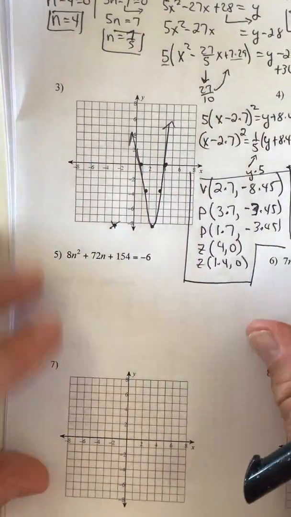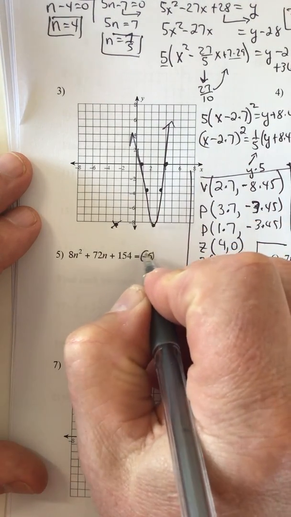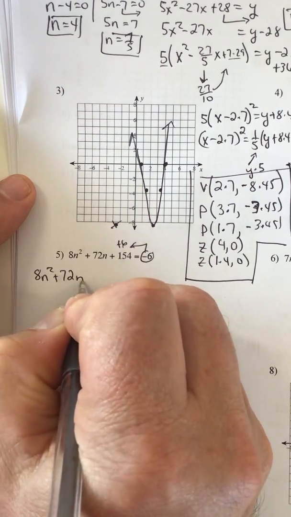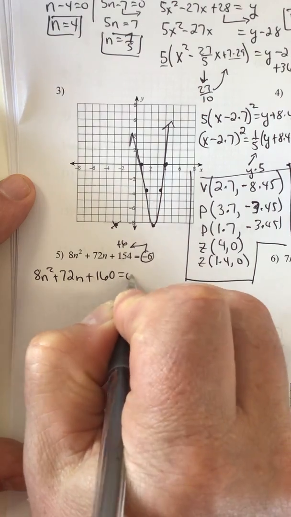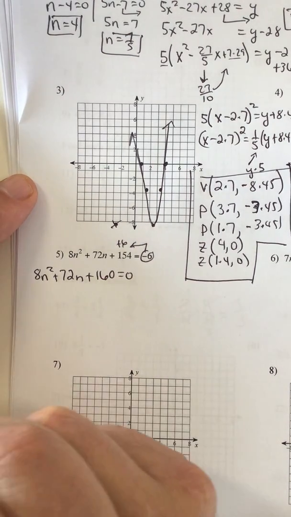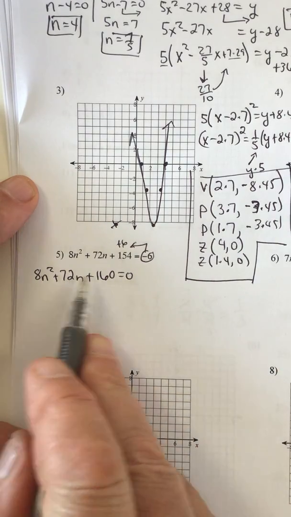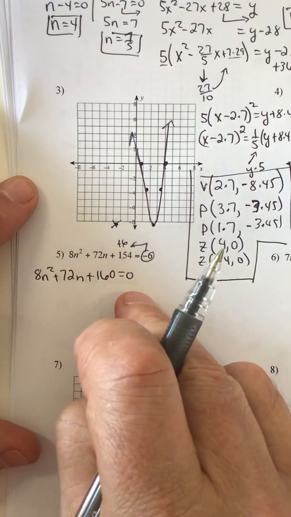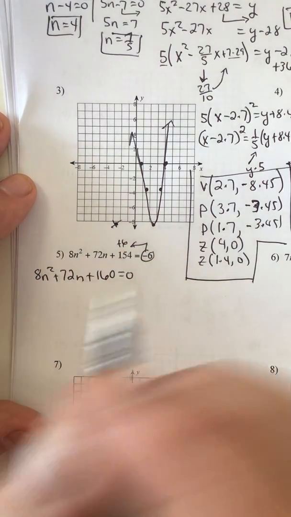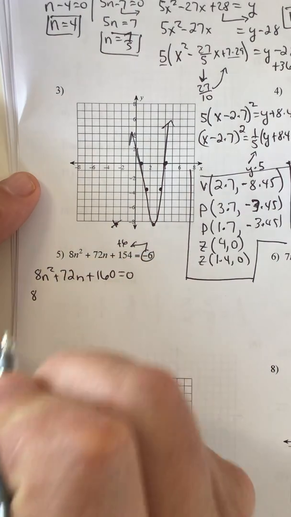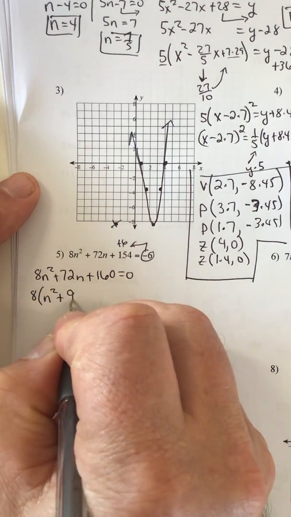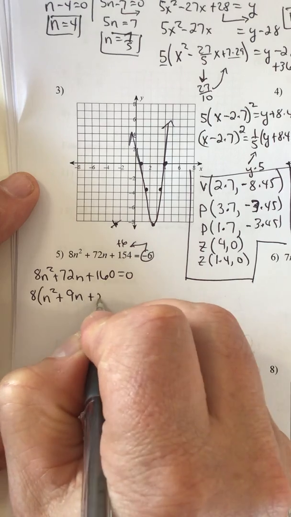Okay, let's take a look at number 5. Well, first of all, to get the zeros, so now this one's not factored. Let's add 6 to both sides and get it factored. We got 8n squared plus 72n plus 160 equals 0. Now, to get the zeros, you can just divide by 8 because everybody divides by 8. Actually, I'm not going to divide by 8. I'm going to factor the 8 out, and I'll show you here in just a second. So if I divide out the 8, that's n squared, 72 divided by 8 is 9, and 160 divided by 8 will be 20.